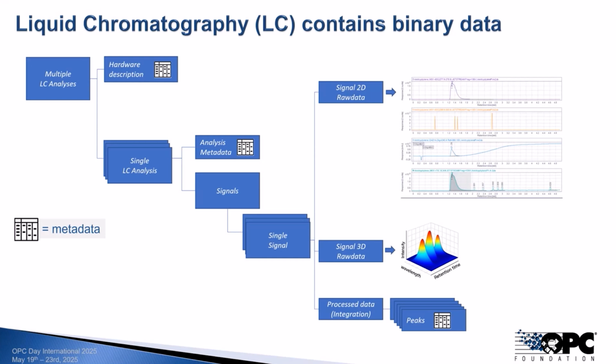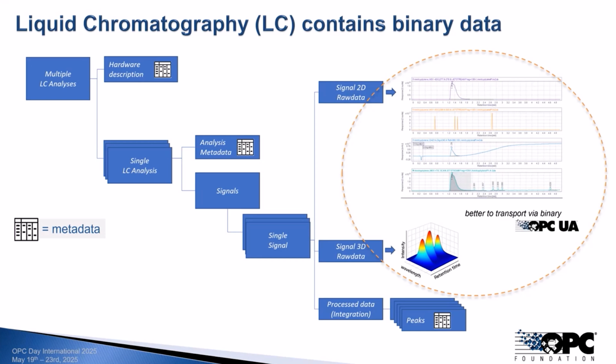Especially three-dimensional data can become huge, and therefore it's not really ideal to be transported in the JSON text file format. Transporting this binary data with the OPC UA binary encoding is much more efficient.